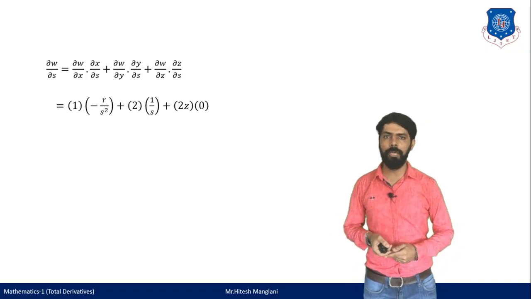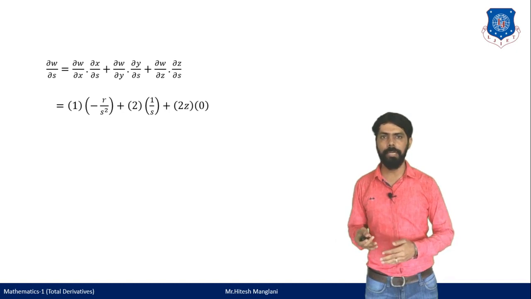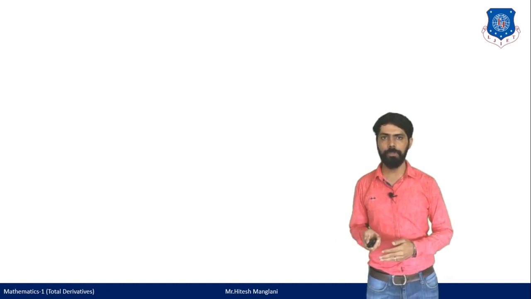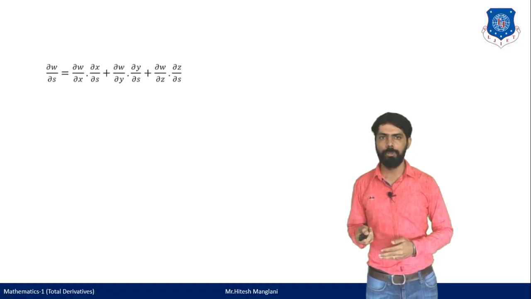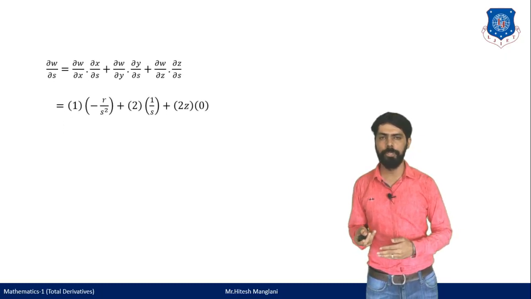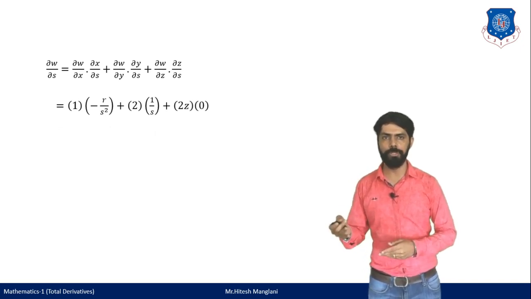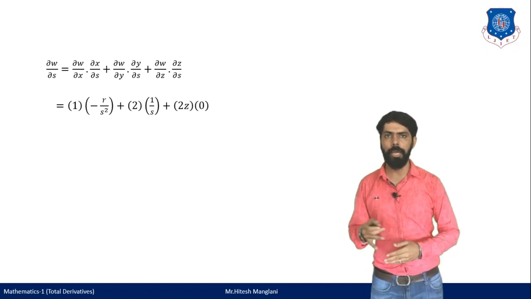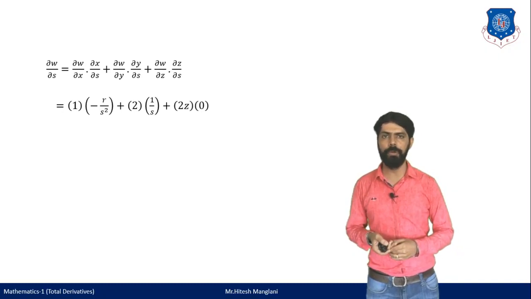So this will be minus r divided by s square. Now del w by del y, we have already found, is 2, and del y by del s. So what is y? Here we know that y is r square plus log s. If we take the partial derivative of y with respect to s, then r square, the first term, is constant, because when we differentiate with respect to s, r is a constant. So the derivative of that term will be 0, and the second term is log s. We know that the derivative of log x is 1 divided by x. So it will be 1 divided by s.